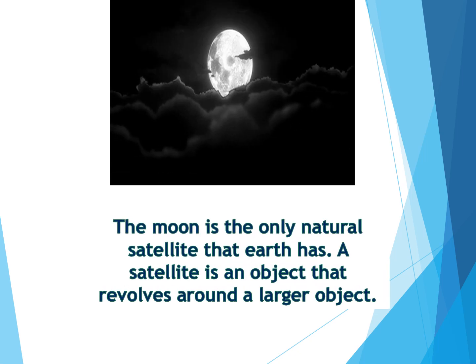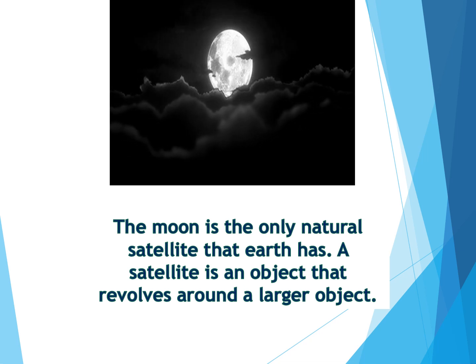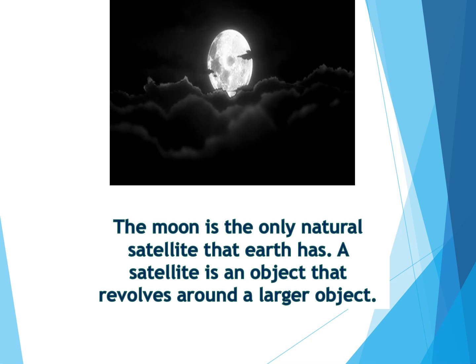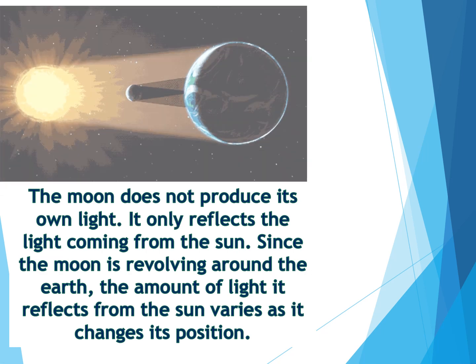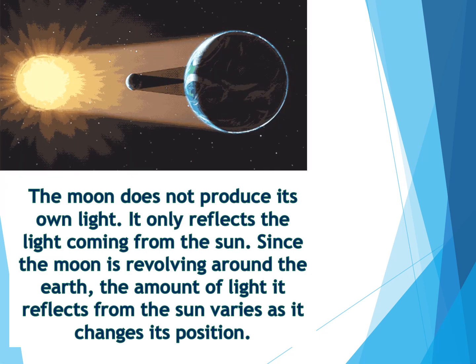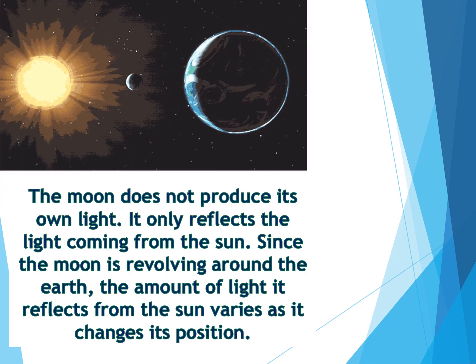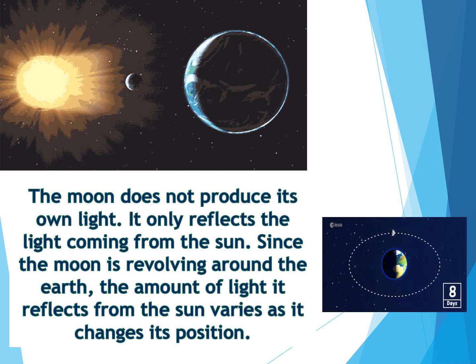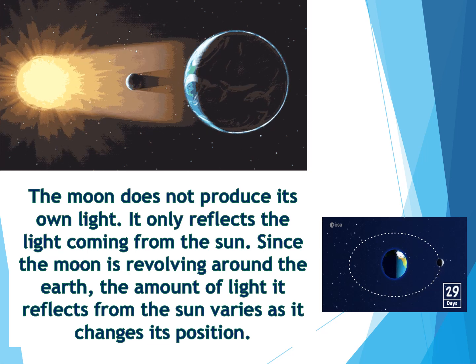The moon is the only natural satellite that Earth has. A satellite is an object that revolves around a larger object. The moon does not produce its own light. It only reflects the light coming from the sun. Since the moon is revolving around the Earth, the amount of light it reflects from the sun varies as it changes its position.